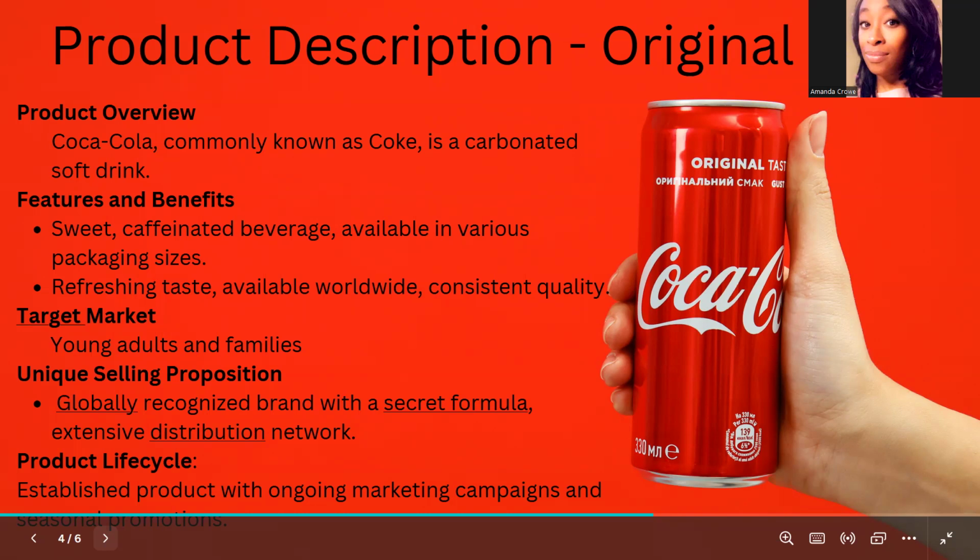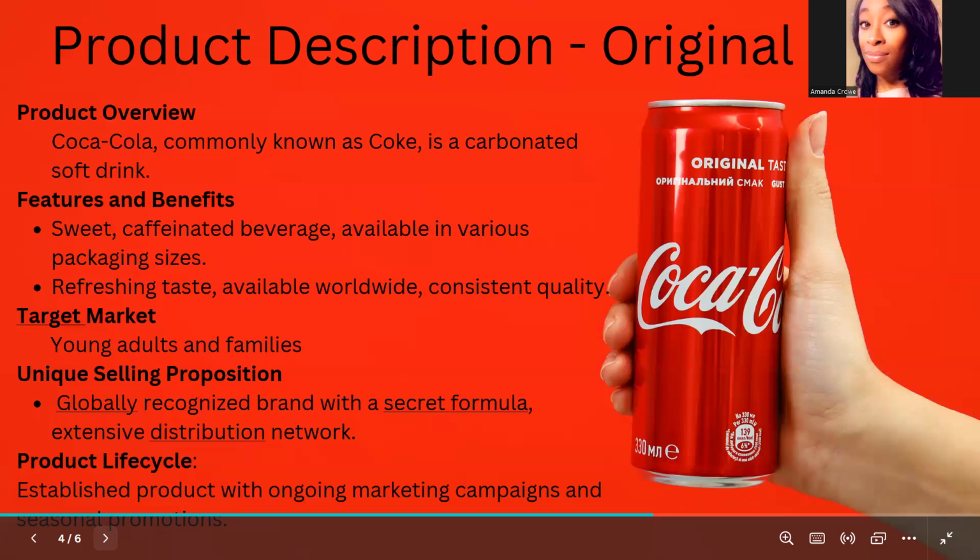Leveling your product or service. The target market for Original Coke is young adults and families. You will see that I underlined target market. That is not the only market. There are lots of different markets for all the different beverages that they offer. Anyone can drink Coke, but their target market is young adults and families. Next, we get to the unique selling proposition, and that is that they're a globally recognized brand with a secret formula, and they have an extensive distribution network. I encourage you to take a look at Coke's network and how they're set up and how that really works as a competitive advantage for them.